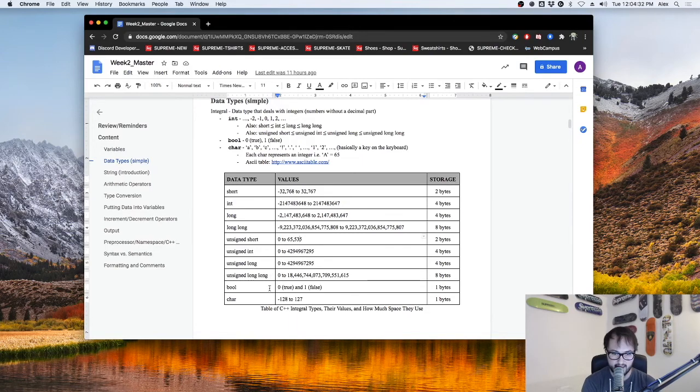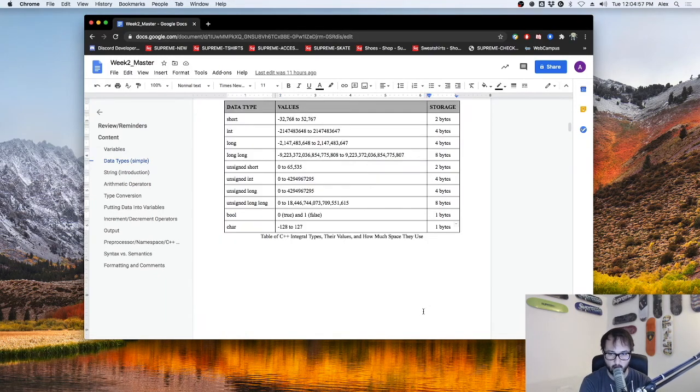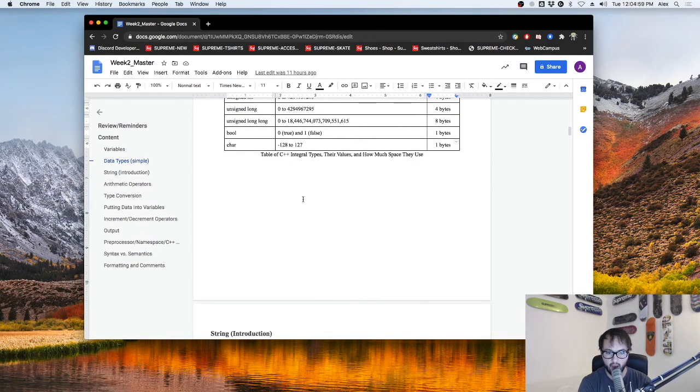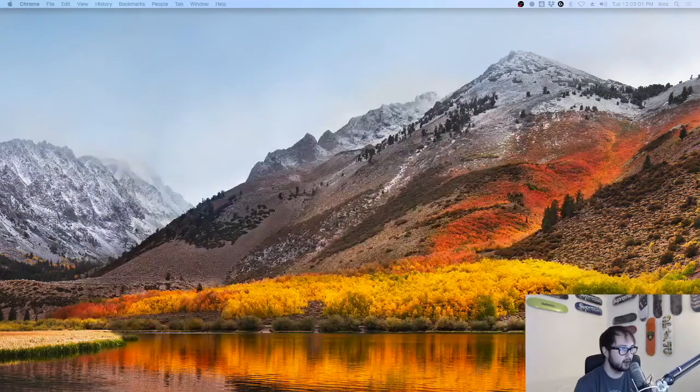And then you've got things like bool, which can only hold the values 0 and false, or 0 and 1, which is 1 byte. A 0 you can hold in 1 byte, and 1 you can hold in 1 byte. And then chars are also the values negative 128 to 127, which we just went over with the ASCII table. And those are held in 1 byte of memory as well. And that's everything about integral data types.